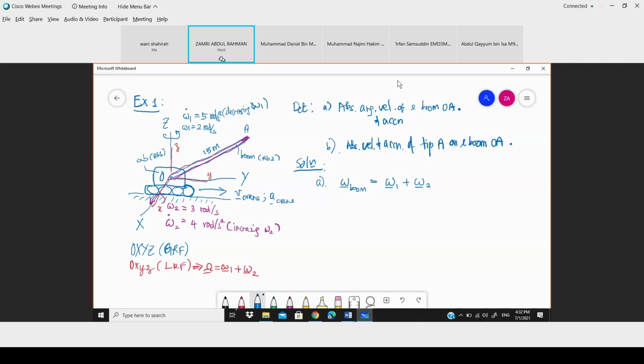So let us express this. This is going to be omega 1. What is the direction of omega 1? It is going to be positive z. So I'm going to use local coordinates first. So I will have small k and then plus omega 2. You can put the numbers later. That is going to be small i.